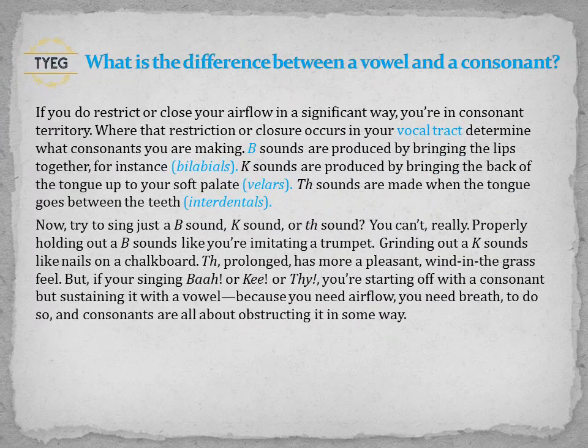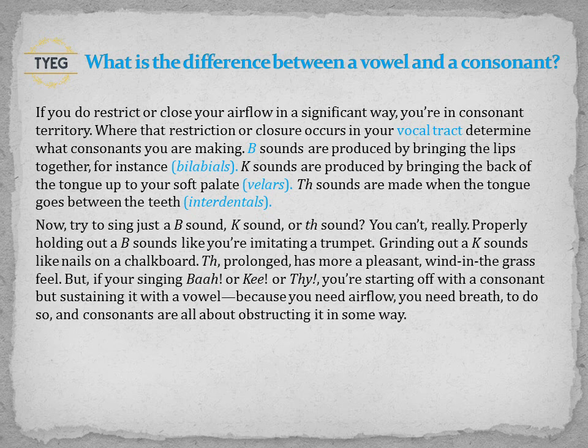What is the difference between a vowel and a consonant? If you do restrict or close your airflow in a significant way, you're in consonant territory. Where that restriction or closure occurs in your vocal tract determines what consonants you are making. B sounds are produced by bringing the lips together, for instance, bilabials. K sounds are produced by bringing the back of the tongue up to your soft palate, velars. TH sounds are made when the tongue goes between the teeth, interdentals.